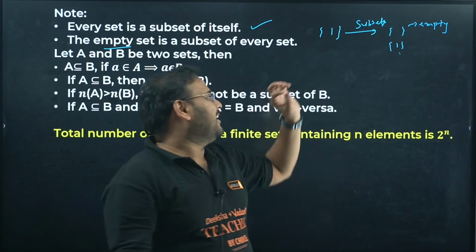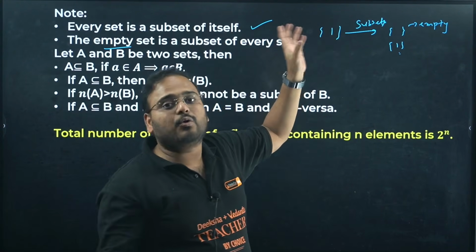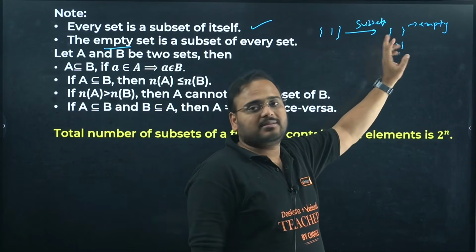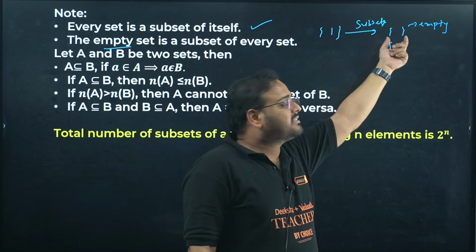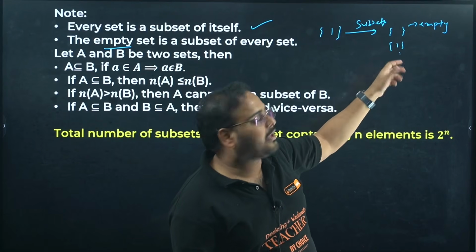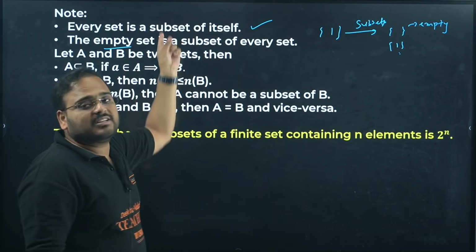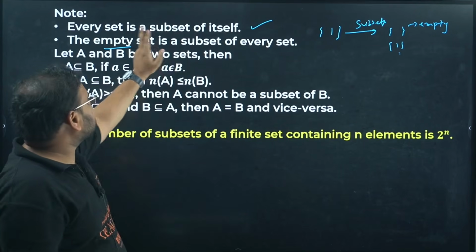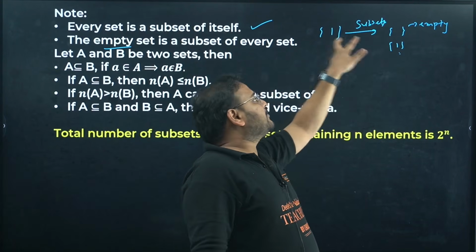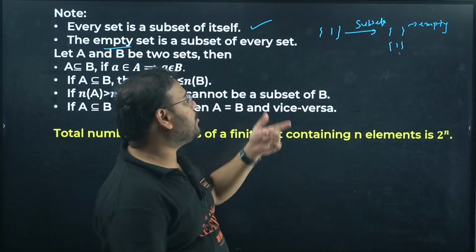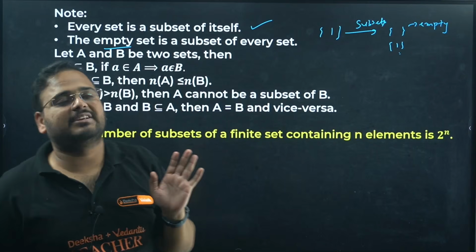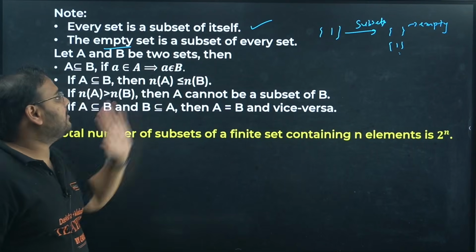I'll repeat. The set I've taken is the set with only one element 1. It has two subsets. One subset is the empty set. Another one is the set itself. Okay, so the first two definitions in the notes are defined. Every set is a subset of itself, and also every empty set is a subset of every set. Okay, so empty set is a subset of every set.